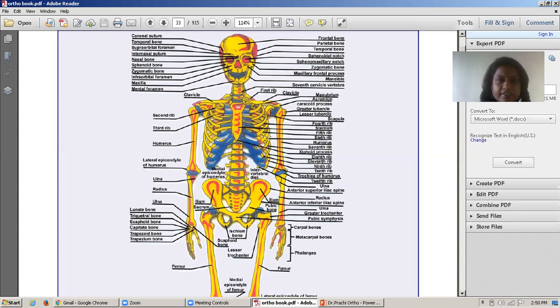this is the fifth rib, sixth rib, this is the humerus, this is the seventh rib, and this is the eighth rib, this is the ninth rib, tenth rib, this is the xiphoid process of the sternum, this is the 11th rib, and this is the 10th rib.